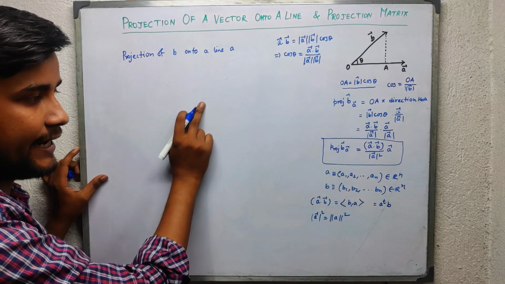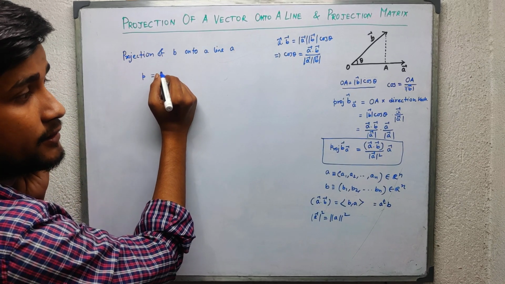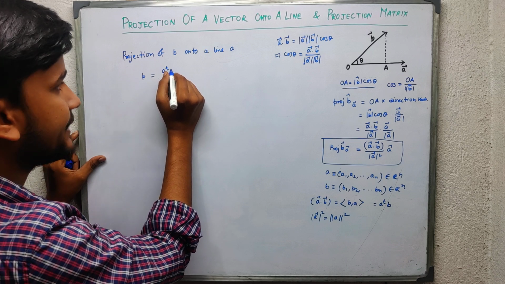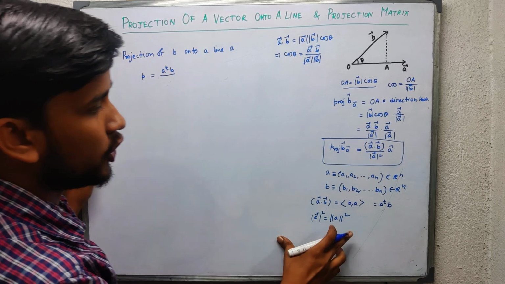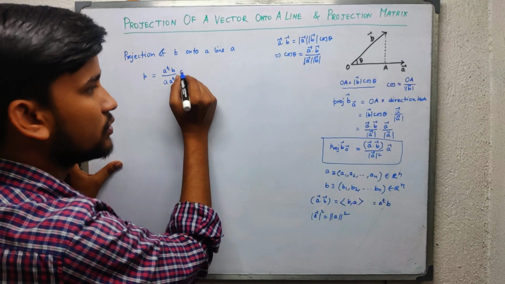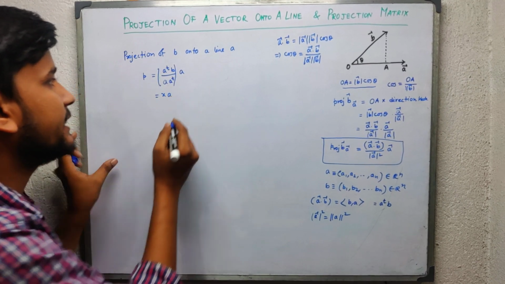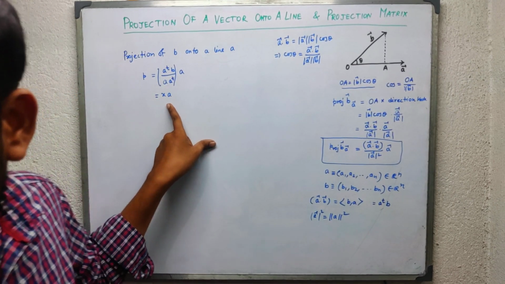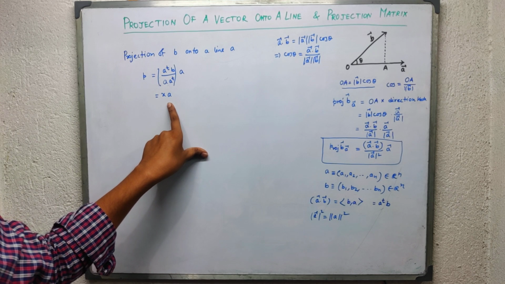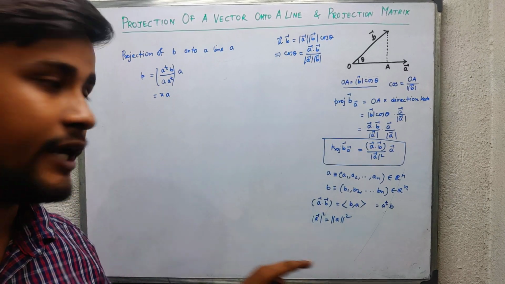So in linear algebra, the projection of B onto a line A is P equal to A dot B, that is A transpose B, into the norm of A, that is A transpose into this A. This is the projection, and we can also write it in linear algebra this way. I think I am writing here correctly. Just one minute. Yeah, this is the thing.